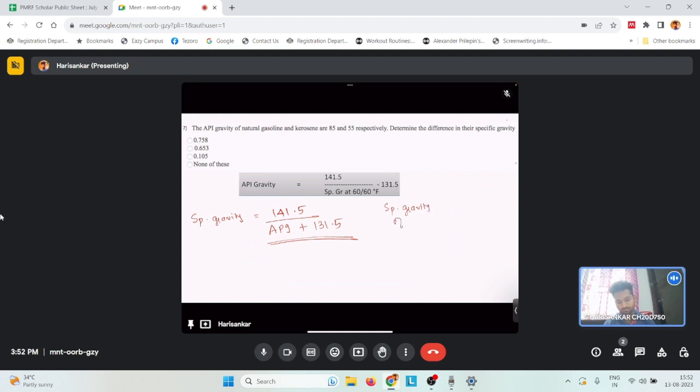By using this formula, we can find the specific gravity of gasoline as 141.5 divided by API of gasoline, which is 85, plus 131.5. Using a calculator, 141.5 divided by 85 plus 131.5 would be 0.6536.